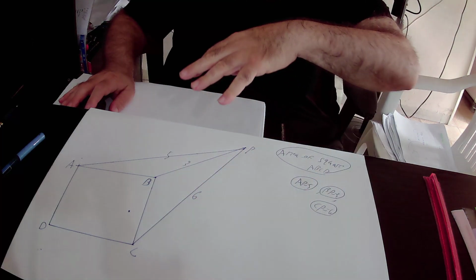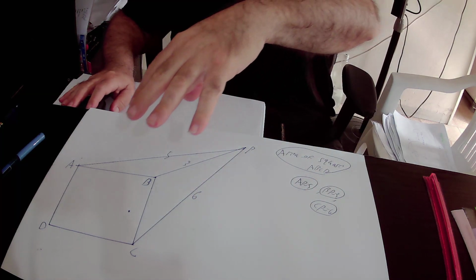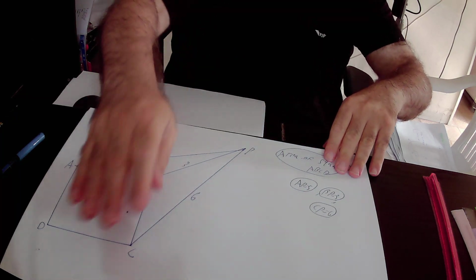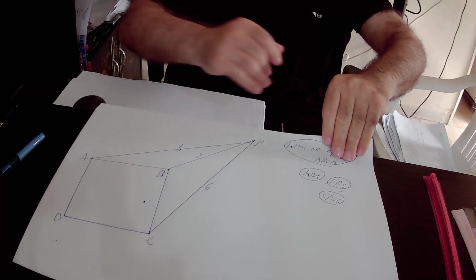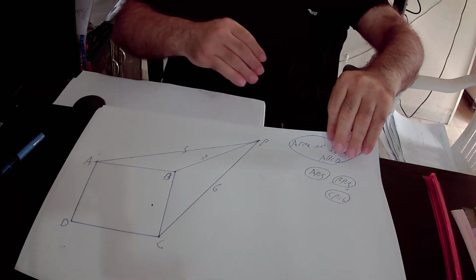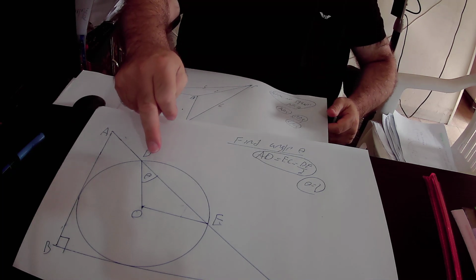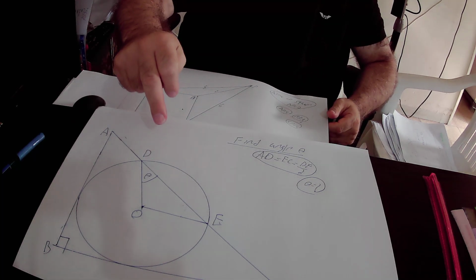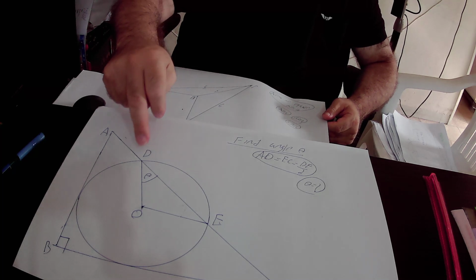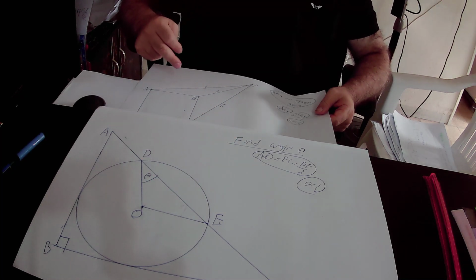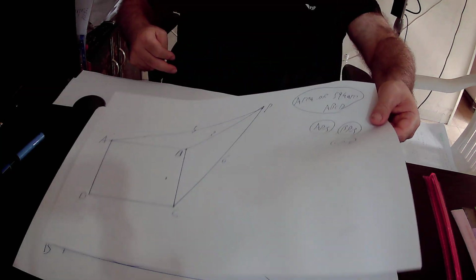Hello, in this lecture we'll answer two questions. In the first question we'll find out the area of square ABCD. In the second question we'll find out the size of this angle theta, that is inside triangle DOE. So we start with the first question.